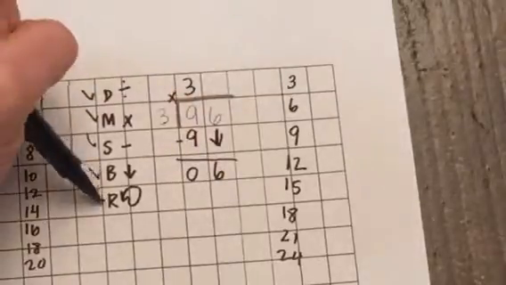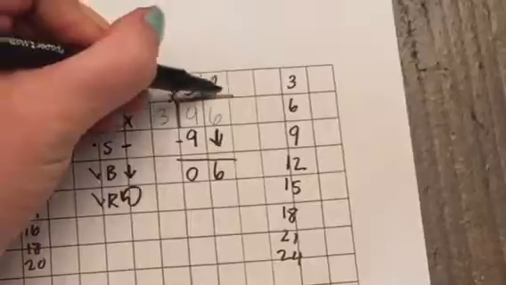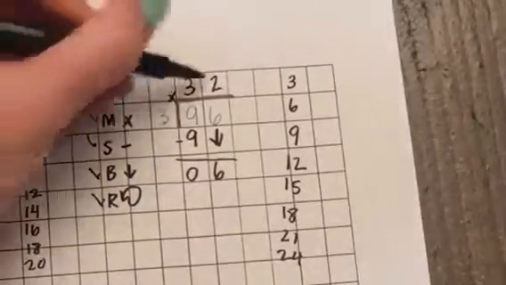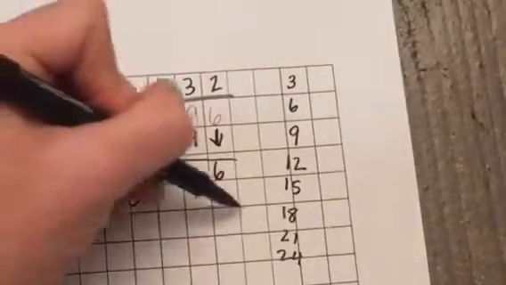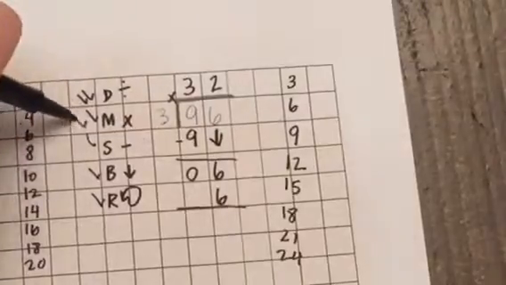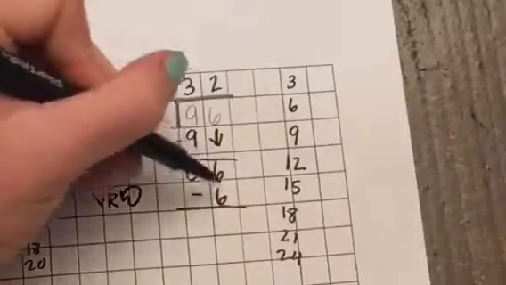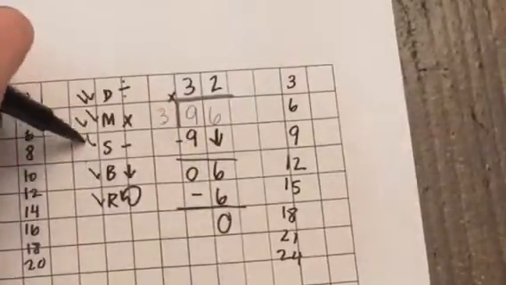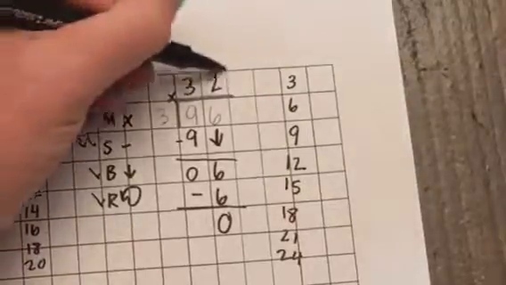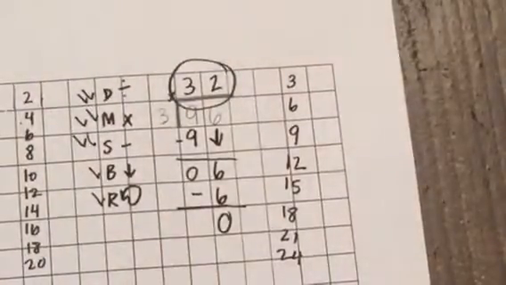How many times, I'm going to repeat, does 3 divide into 6? 1, 2. Put my 2. 3 times 2 is 6. And I'm going to subtract. 6 minus 6 is 0. I have nothing else to bring down. So my answer is 32.